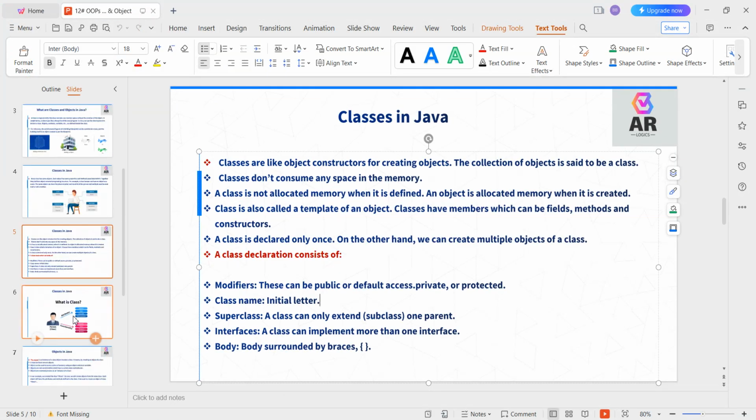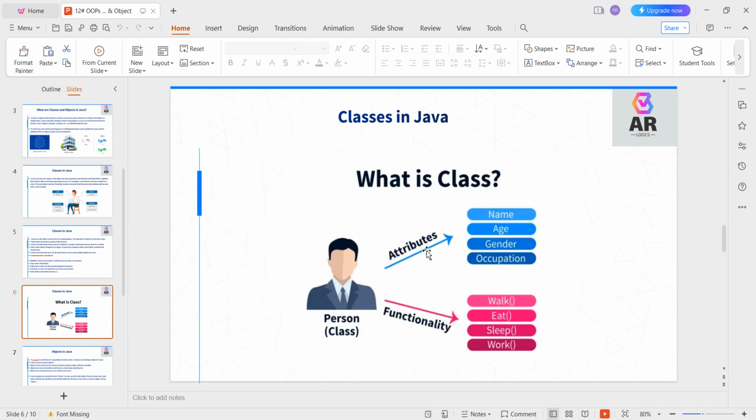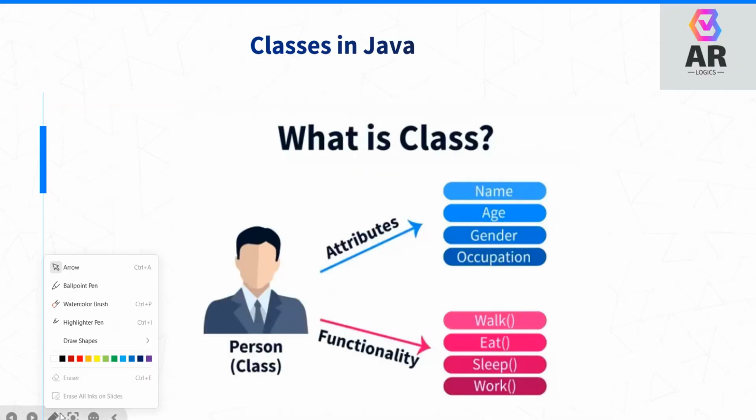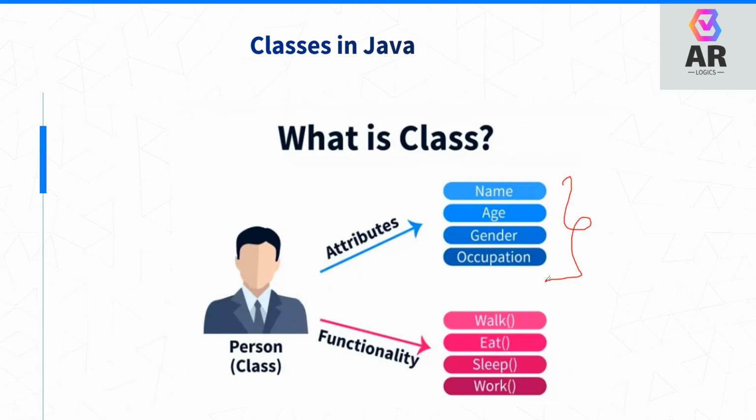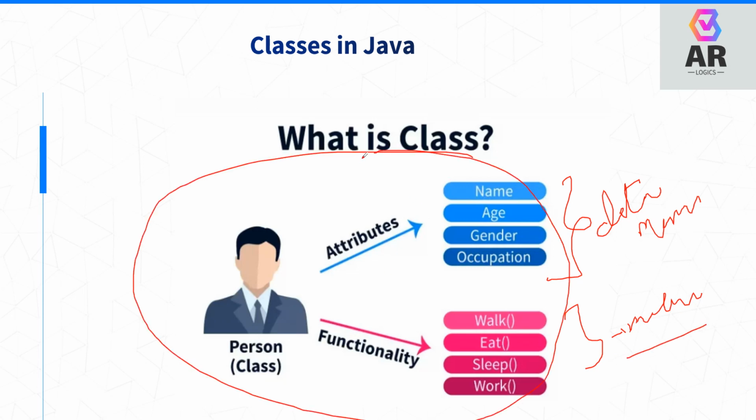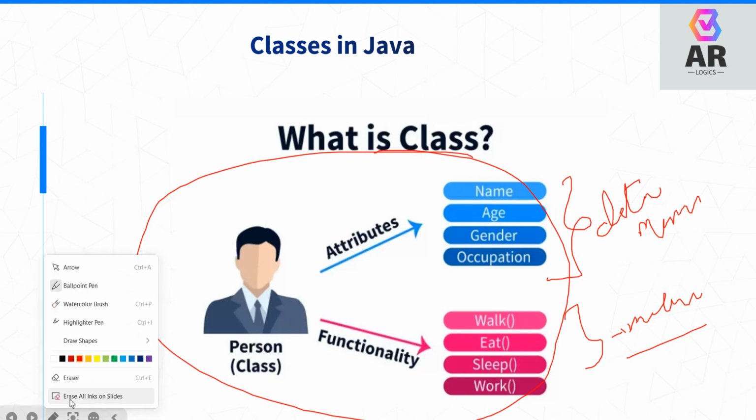Now see, what is a class? Take a person. In this person, the attributes name, age, gender, occupation are data members. This is for data members, and this is for methods. Like that only you can use the class. Okay, now we can go to the object.